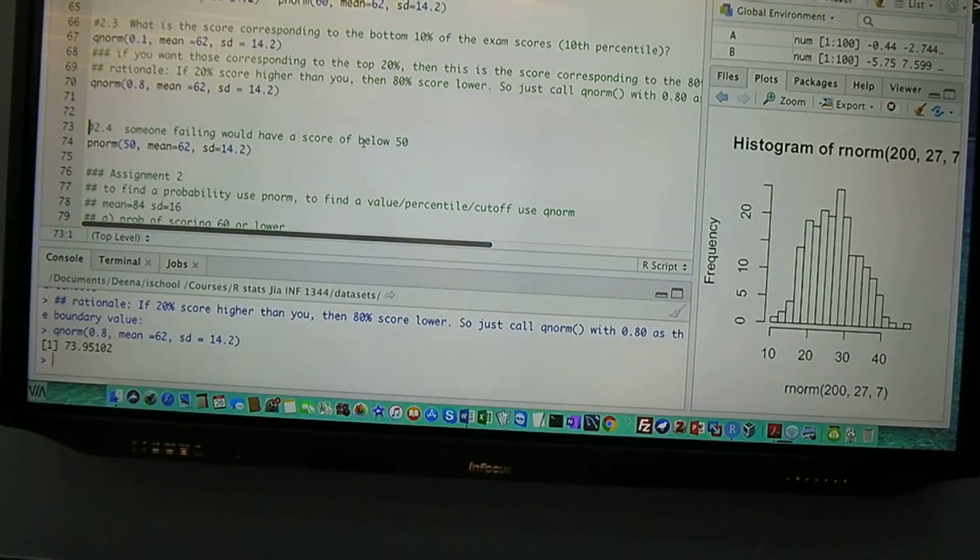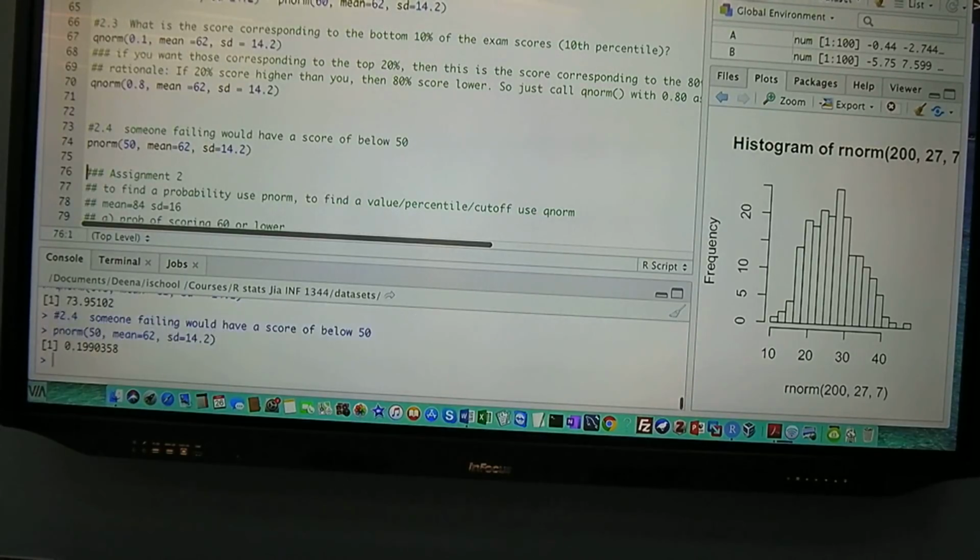So this is like line 74, very easy. P norm 50, mean equals 62, standard deviation equal 14.2. This is the probability that someone will fail. Actually, this is a terrible test because almost 20% are going to fail in this. Like this is what we got. 0.1999. This is 20%.